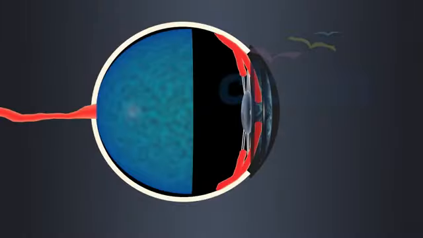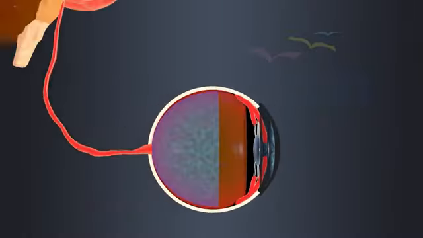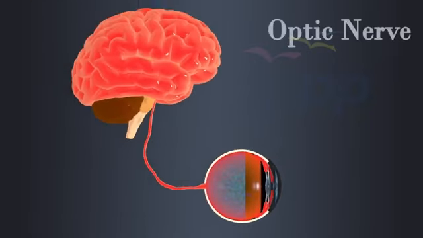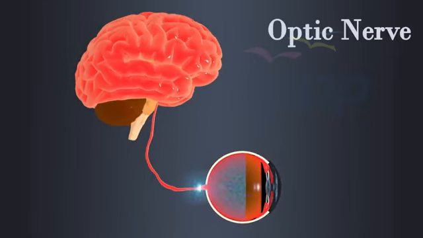Optic nerve. The optic nerve is a bundle of nerve fibers that connects the eye to the brain. It carries visual information that is converted by the retina into electrical signals from the retina to the visual centers in the brain, allowing us to perceive and interpret what we see.